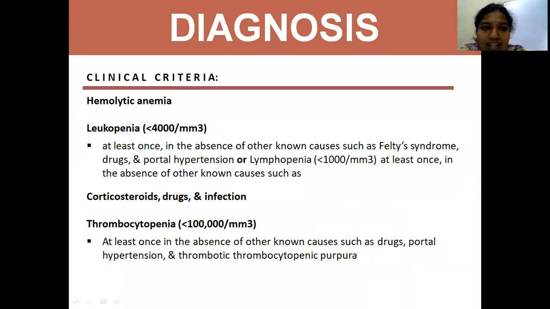So clinical criteria: hemolytic anemia, that is HB is always less; leukopenia at least once in the absence of other causes such as Felty syndrome, drugs, and portal hypertension; or lymphopenia at least once in the absence of other known causes such as corticosteroids, drugs, and infections; and thrombocytopenia at least once in the absence of other known causes such as drugs, portal hypertension, and TTP.